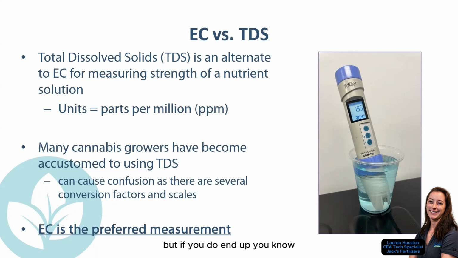But if you find that you have a meter that only reads in TDS and that's what you have to use, just know that you absolutely can convert that measurement to EC and still get pretty good readings.